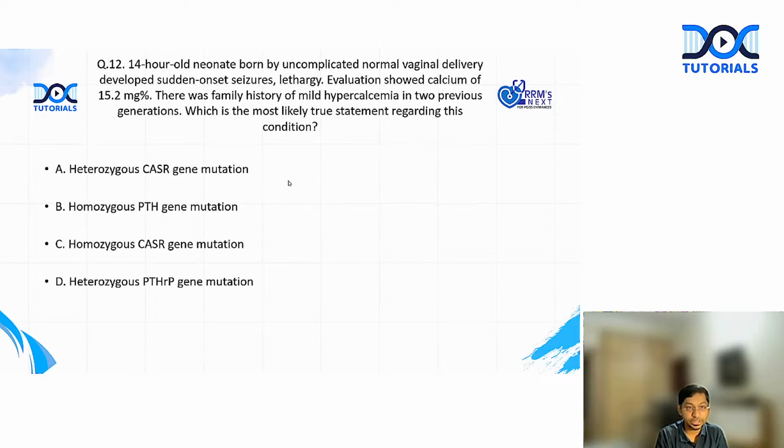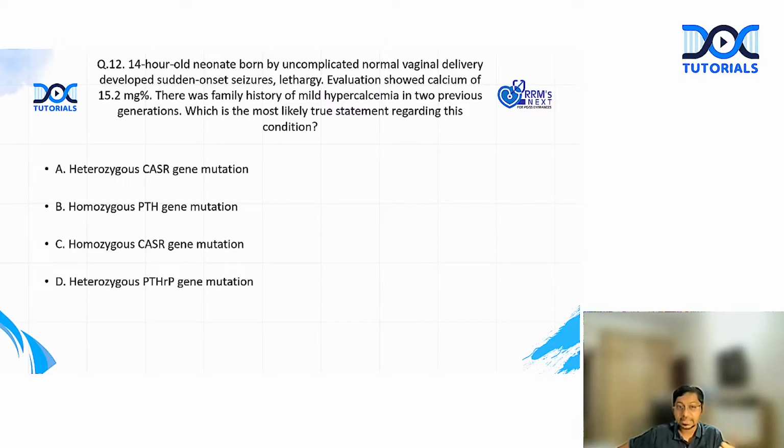Moving on to the next question. This is a question where we've given a 14-hour-old neonate born by uncomplicated normal vaginal delivery who developed sudden onset seizures and lethargy. Now, metabolic evaluation was done. Calcium was 15, and they have also given you that the patient has a family history of mild hypercalcemia in 2 previous generations. So, which is the most likely true statement regarding this condition? So that is the question that is being asked. Let's look at the options here.